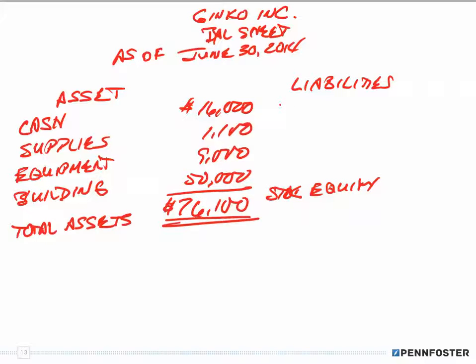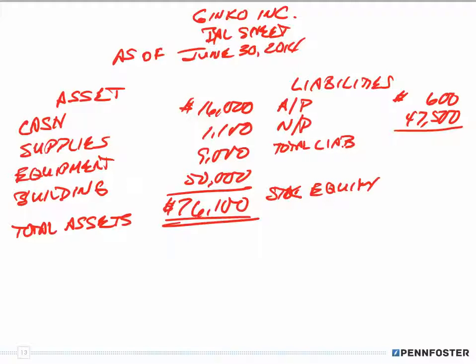Now for our liabilities, we had an accounts payable, and I'm abbreviating, and a notes payable, and I'm abbreviating that. So I put a $ sign, because it's the first number, 600 for accounts payable, and 47,500 for the note payable. So my description here becomes total liabilities, and that comes out to 48,100.